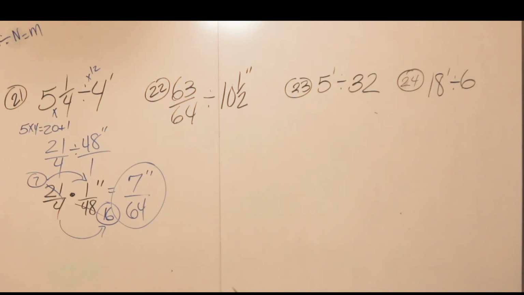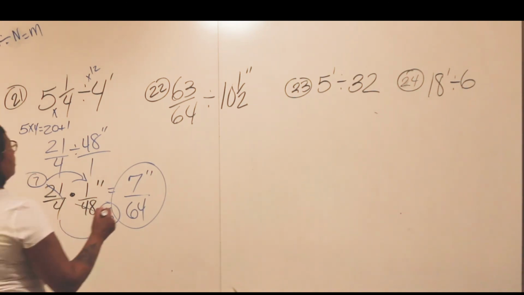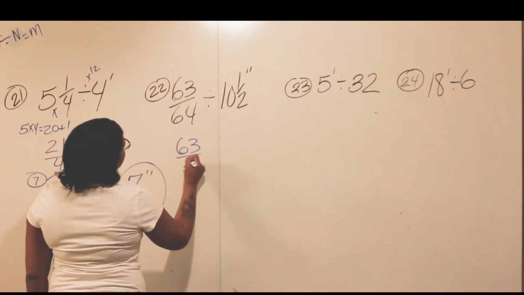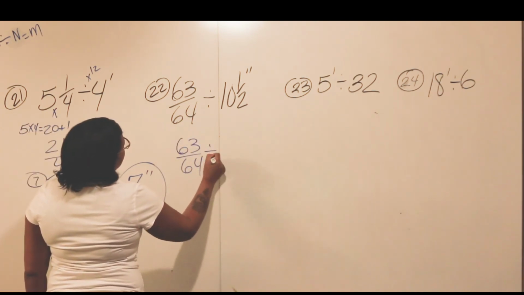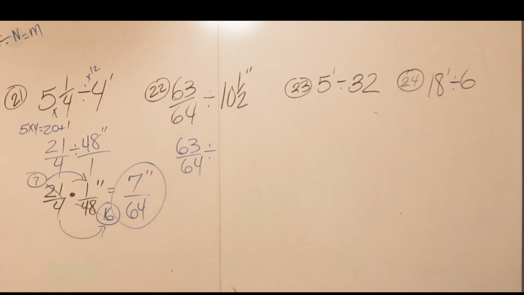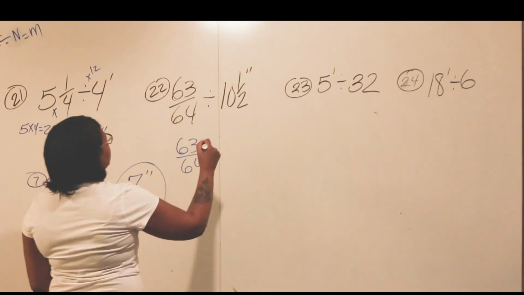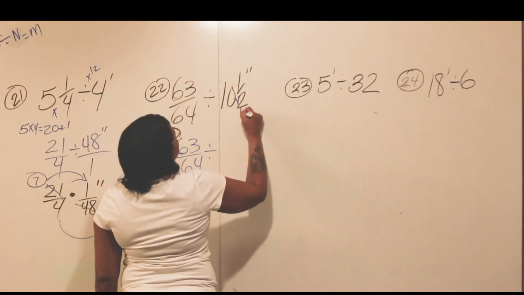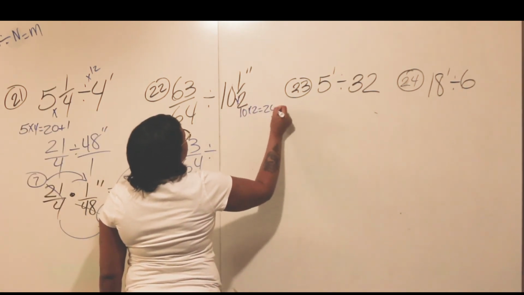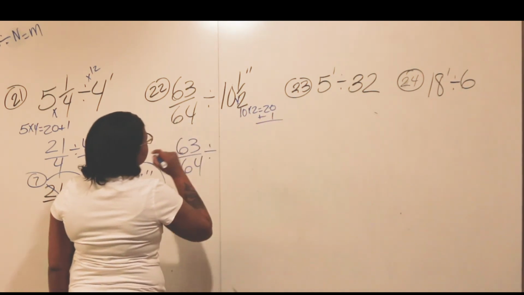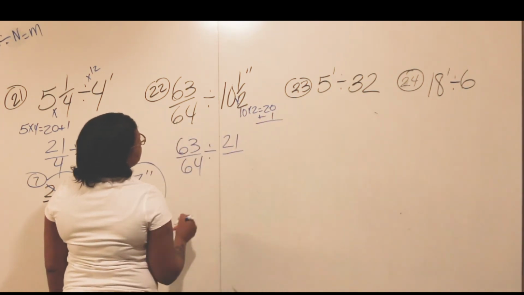Good job. Let's look at number 22. We got 63/64 divided by 10 1/2 inches. What do we need to do with that first fraction? Nothing. That first numeric expression, we don't need to do anything with it other than rewrite it. We got a mixed number. What do we do with mixed numbers? Turn them into improper fractions. So 10 times 2 is 20, plus 1 is 21 over 2.